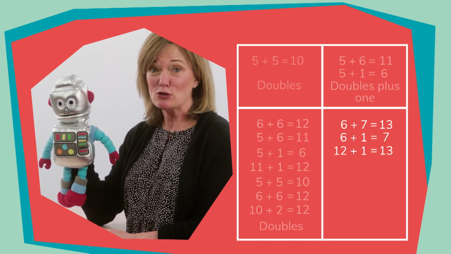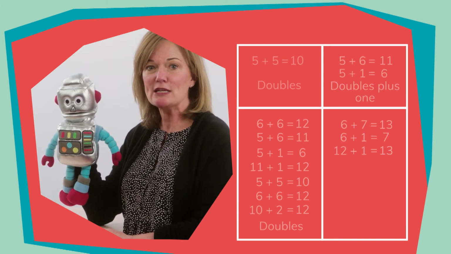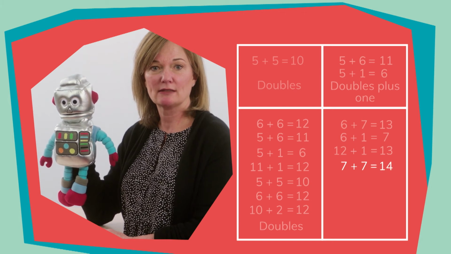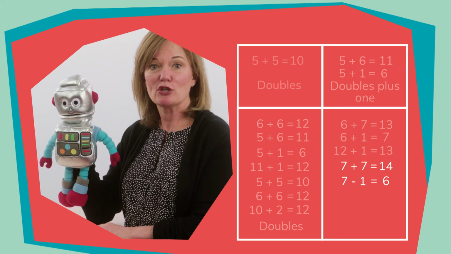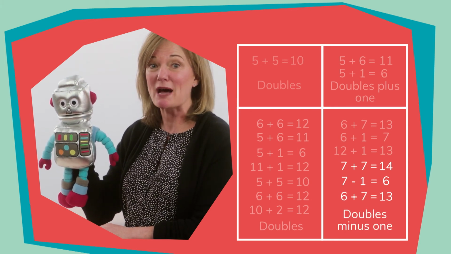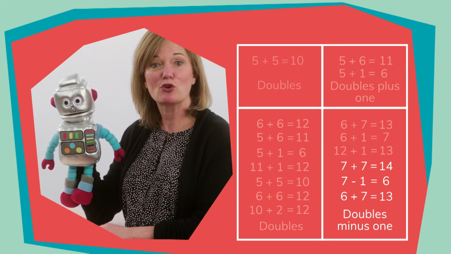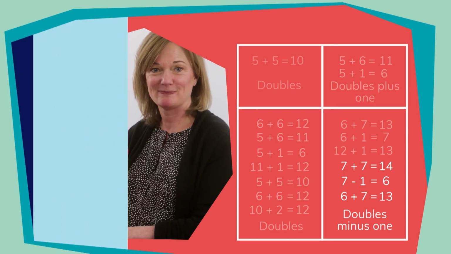Splat told me that he knew the answer was 13, but he solved it a different way. He knew his doubles and knows that 7 plus 7 equals 14. He noticed that 6 was 1 less than 7, so the answer must be 13. He used his doubles minus 1 to solve the expression. This is a great way to use what you know about doubles to figure out the answer.